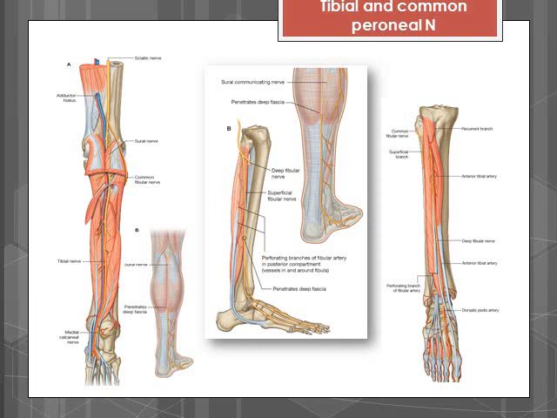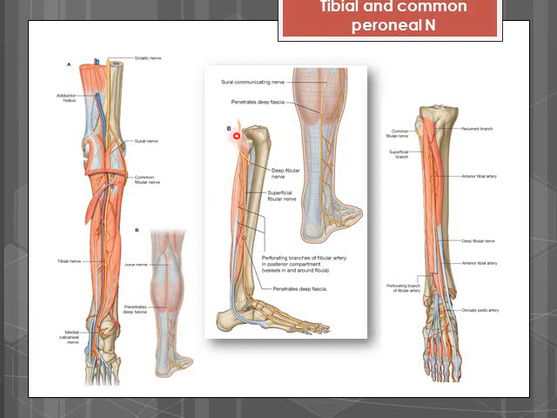The tibial nerve supplies all the muscles of the posterior compartment of the leg, all the intrinsic muscles of the sole of the foot, except for the first two dorsal interossei, which are innervated by the common peroneal nerve. The common peroneal nerve is divided into the superficial peroneal nerve and the deep peroneal nerve, which is also called the anterior tibial nerve.